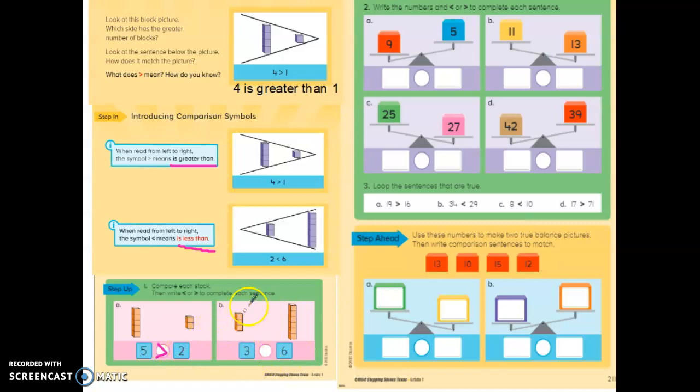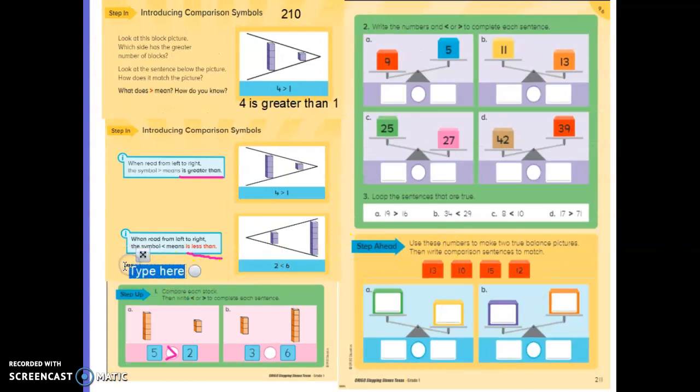I'm going to do the same thing for B. Use the symbol that makes it true. I'm going to type that on here because that's very important. It needs to be true.